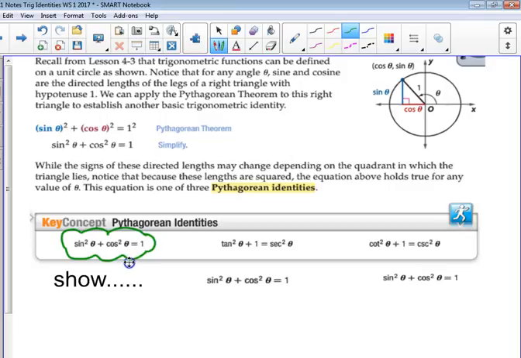Sine squared plus cosine squared equals 1. That's not going to take up that much memory space, right? It's related to x squared plus y squared equals 1 on your unit circle here. Does that make sense? Okay. The other two, I don't even have memorized because all you have to do to find them is take this one that you already know and divide them all by cosine squared.